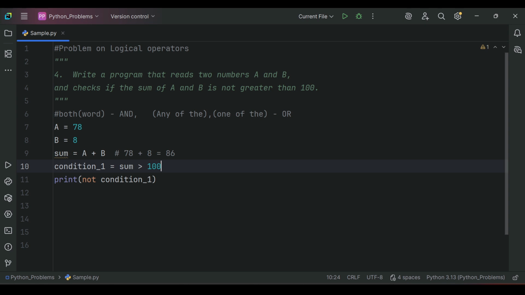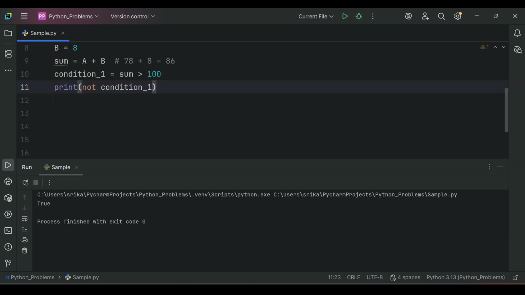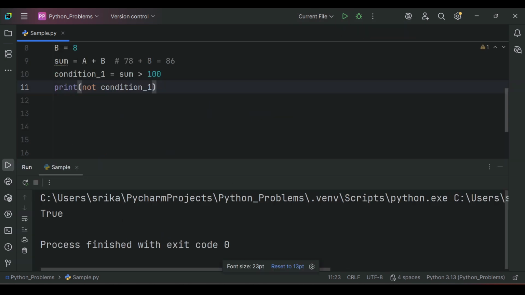Here that one and only condition is sum is greater than 100, he asked. Suppose the sum is greater, it's true, but with the print not, the original result will print here. Okay, it's true. Why? Because sum is not greater than 100. That's why it's true. But the checking of the condition is false. The original result of sum is greater than 100 is true, and not greater than 100 gives the opposite.